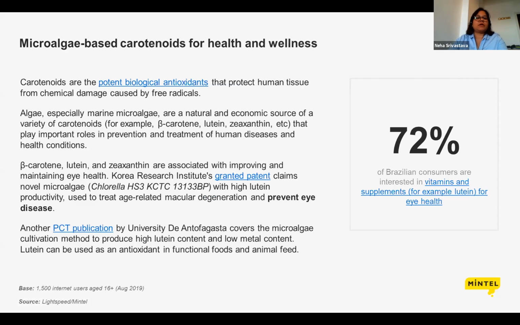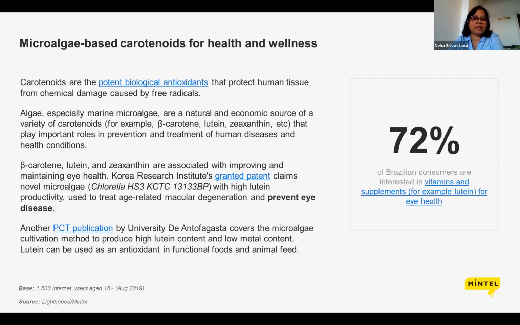In today's world, eye health plays an important role because we are 24/7 stuck in front of digital screens, and everyone wants to take care of their eyes. In a similar manner, 72% of Brazilians are interested in supplements to improve eye health. Carotenoids are the major component which plays an important role in eye health, and although these are found in a variety of fruits, vegetables and plants, they are present in very minute quantity.